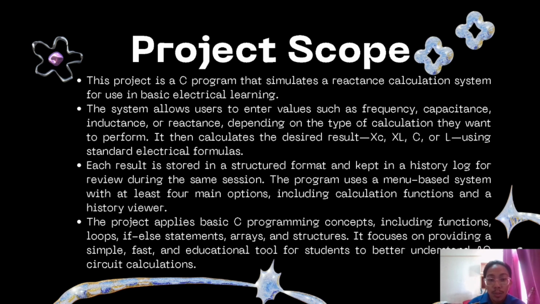The program uses a menu-based system with at least 4 main options, including calculation, functions, and a history viewer. The project applies basic C programming concepts including functions, loops, if-else statements, arrays, and structures. It focuses on providing a simple, fast, and educational tool for students to better understand AC circuit calculations. For the next one, I will pass to my friend.